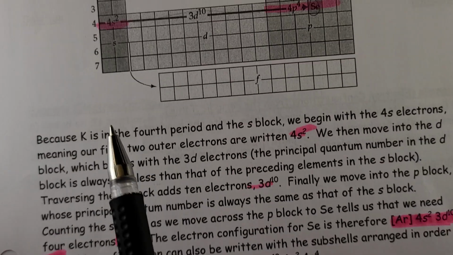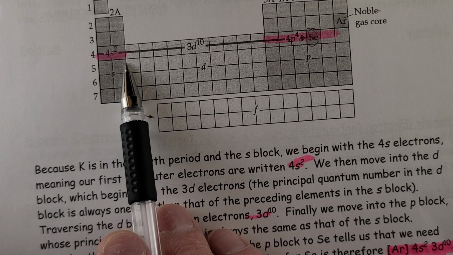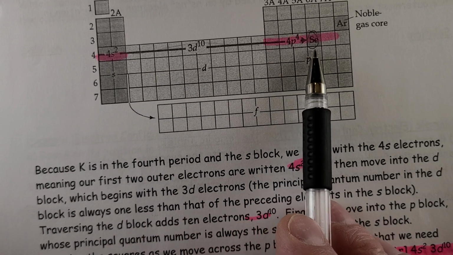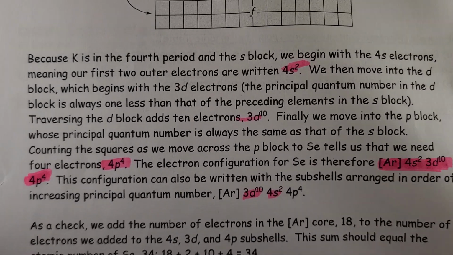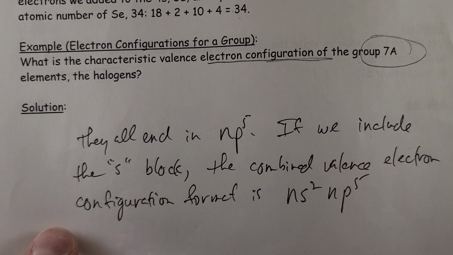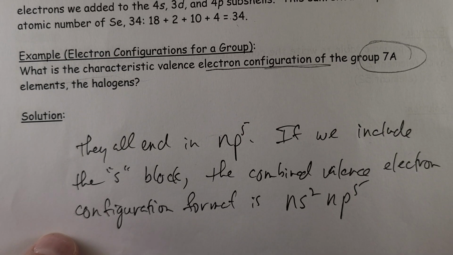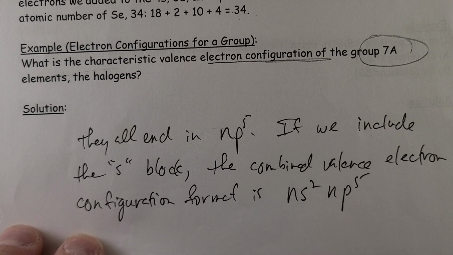We could pick any row. 5s2, 4d10, 5p5, if we're excluding the D level. If we're just looking at the S and the P. All right, so we'll call it quits for that one, and we'll come back with part 2 and look at the remaining part.